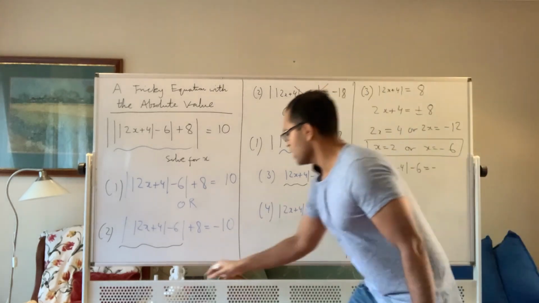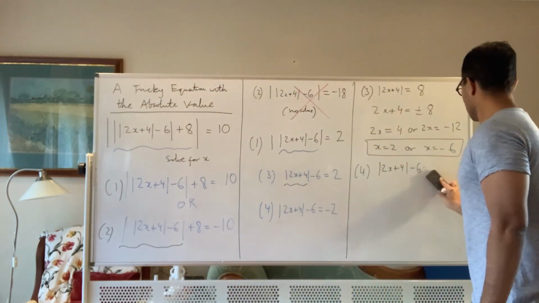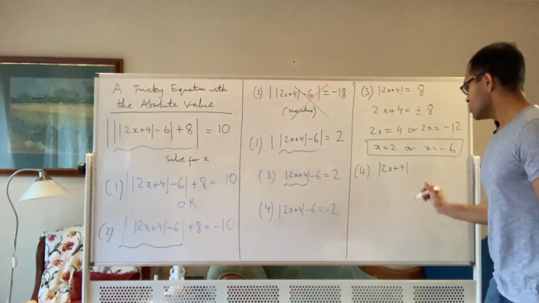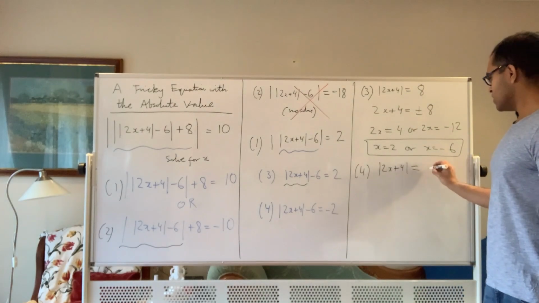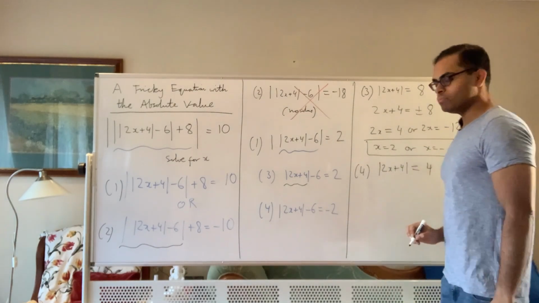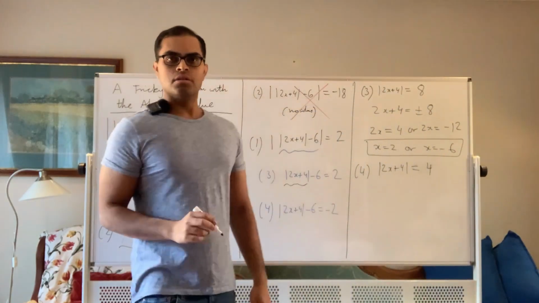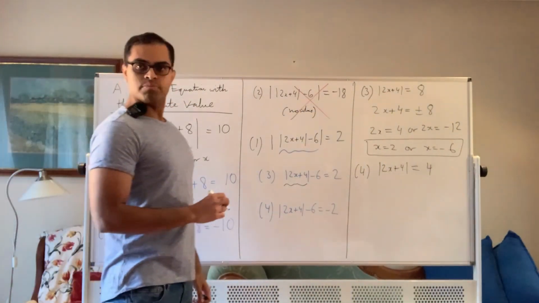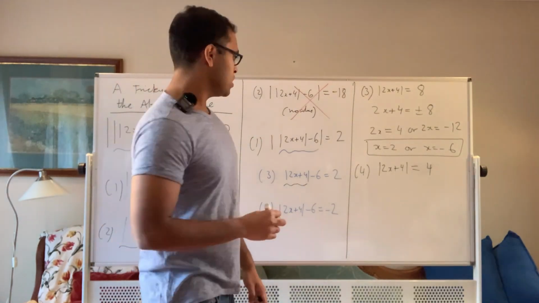So again, I'm just going to do this in one go. We just want to add 6 to both sides. So we're going to get absolute value 2x plus 4 is equal to negative 2 plus 6, which is 4. Right? So negative 2 plus 6 is 4. Now we just do the same thing as before. The absolute value of something is going to be 4.